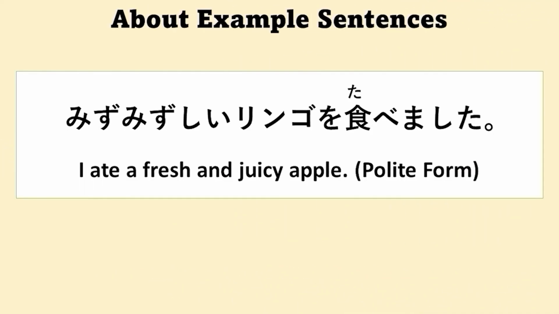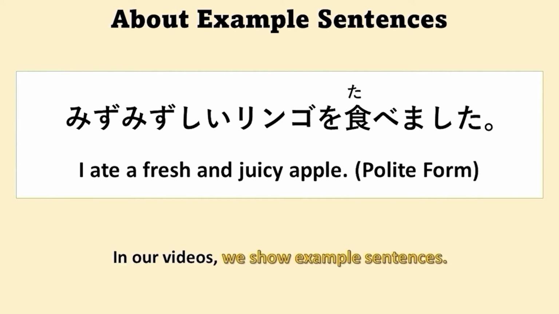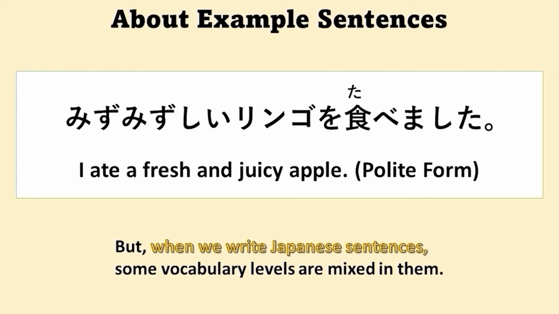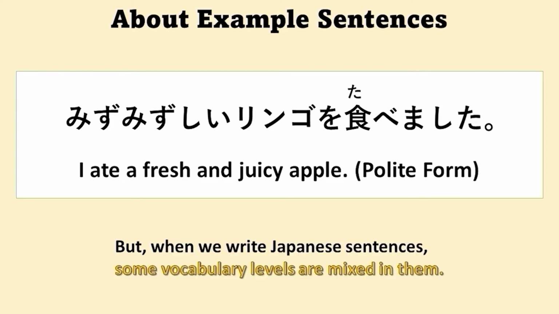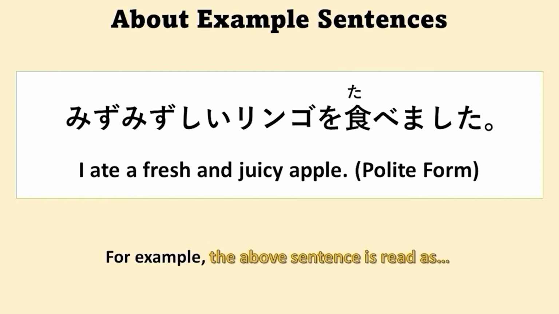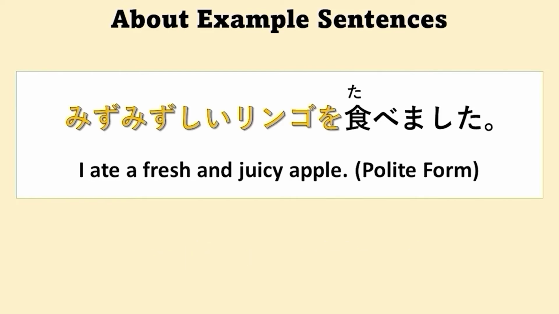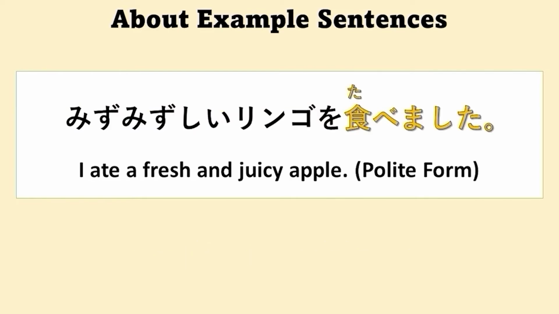About example sentences. In our videos, we show example sentences. But, when we write Japanese sentences, some vocabulary levels are mixed in them. For example, the above sentence is read as みずみずしいリンゴを食べました. It means, I ate a fresh and juicy apple.